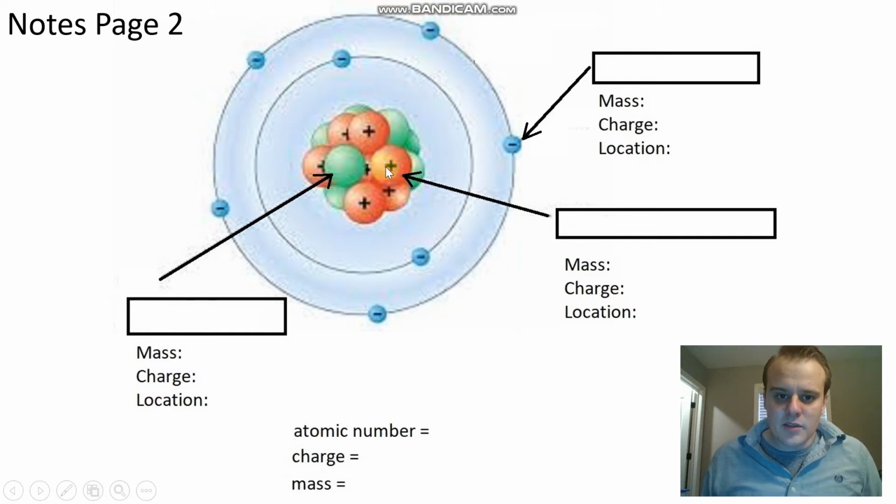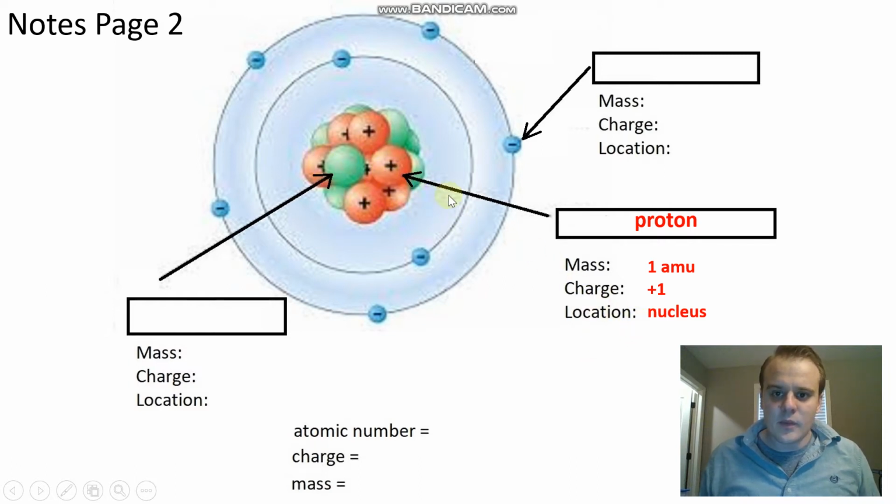Right, so the first type is this one in the nucleus here. That's called the proton. This sort of orangish reddish one. Proton has a mass of 1 atomic mass unit, or 1 AMU. So go ahead and fill that in on your note sheet. Proton, mass of 1 AMU. It has a charge of +1. Remember that we don't include units when we're talking about the charge of an atom. And it's located in the nucleus, in that central part.